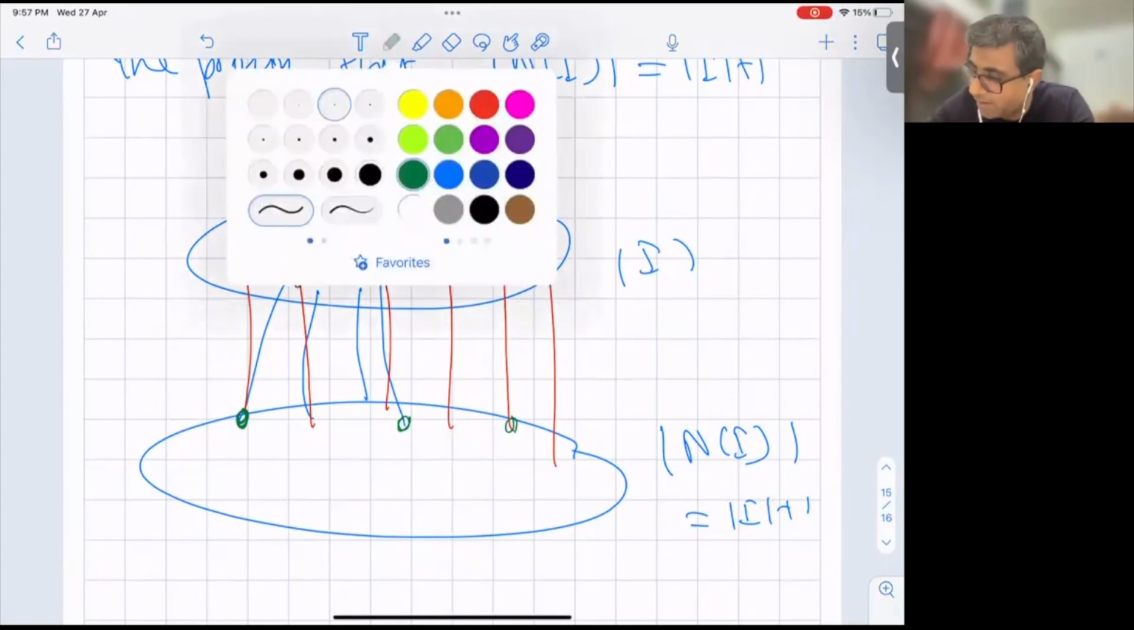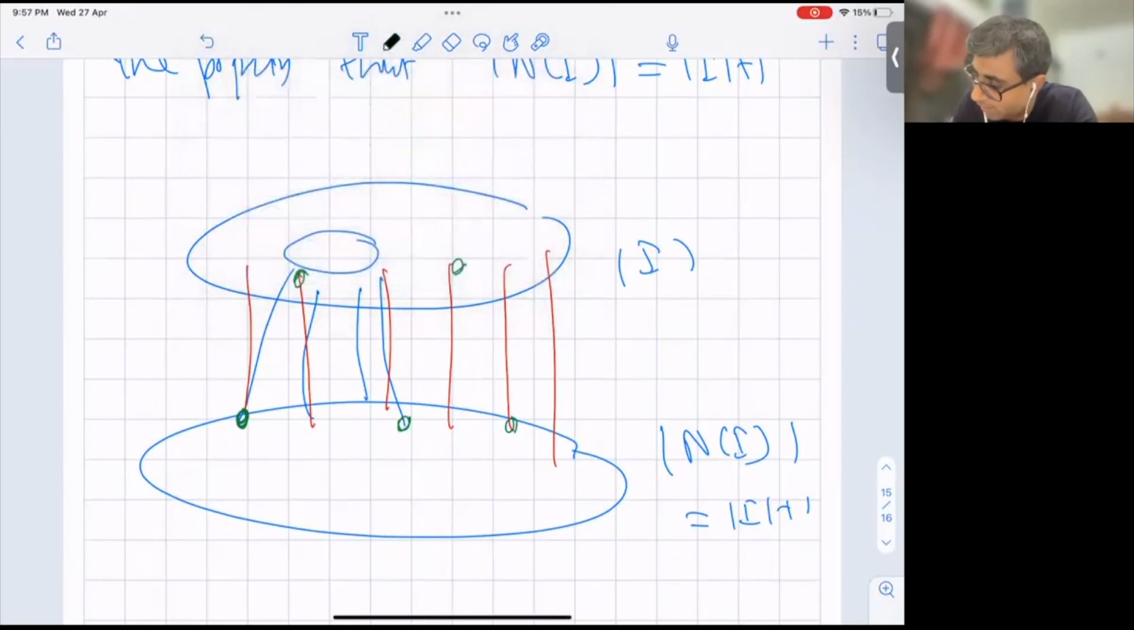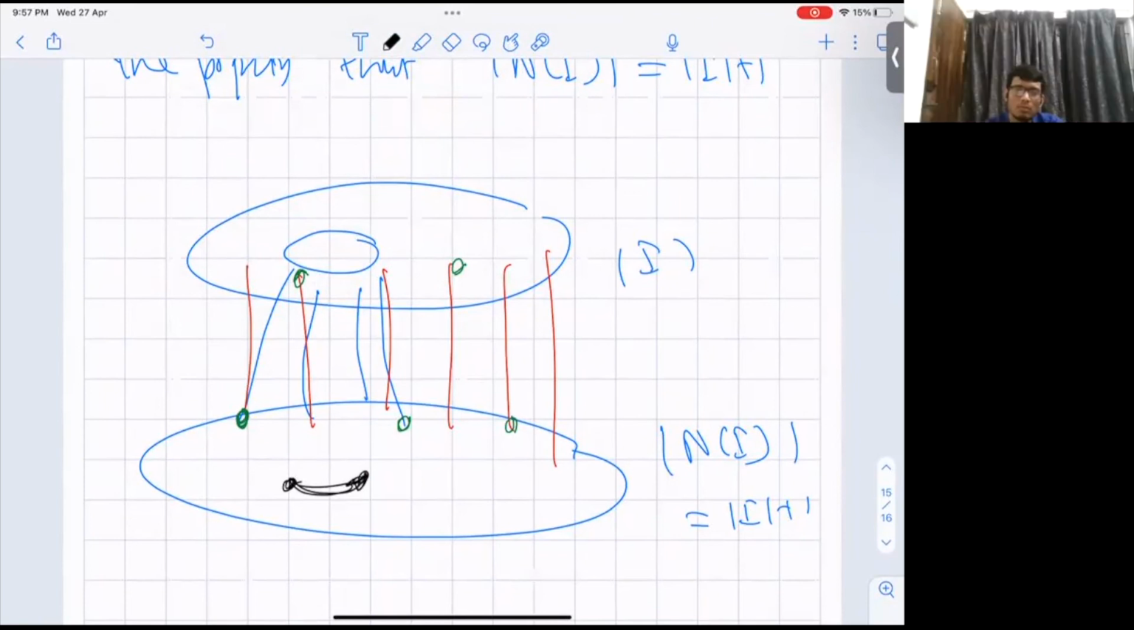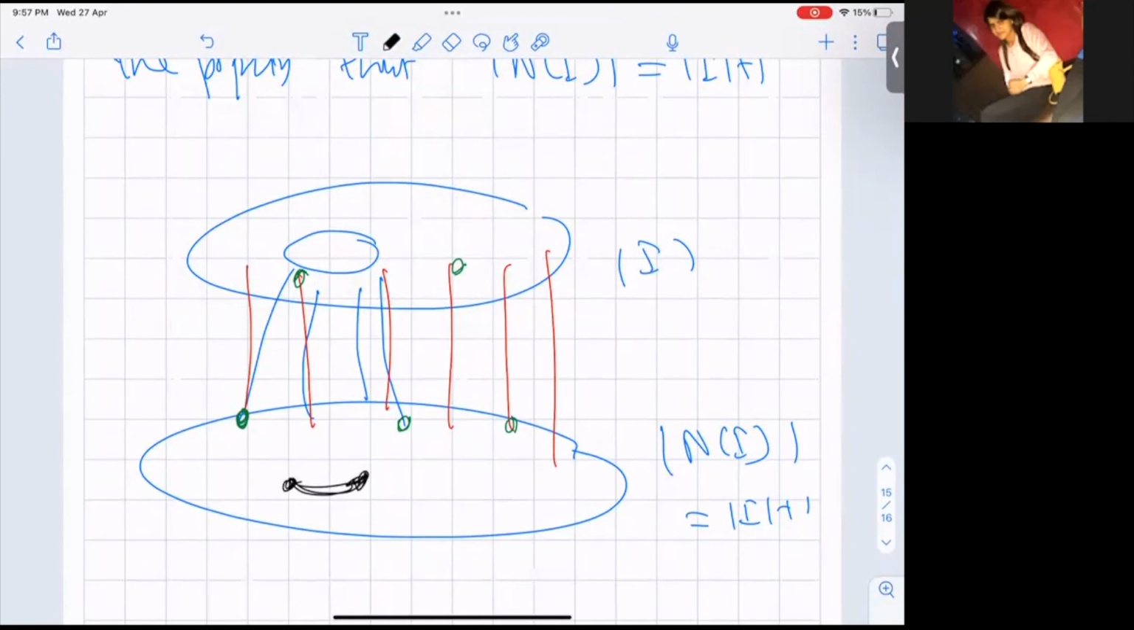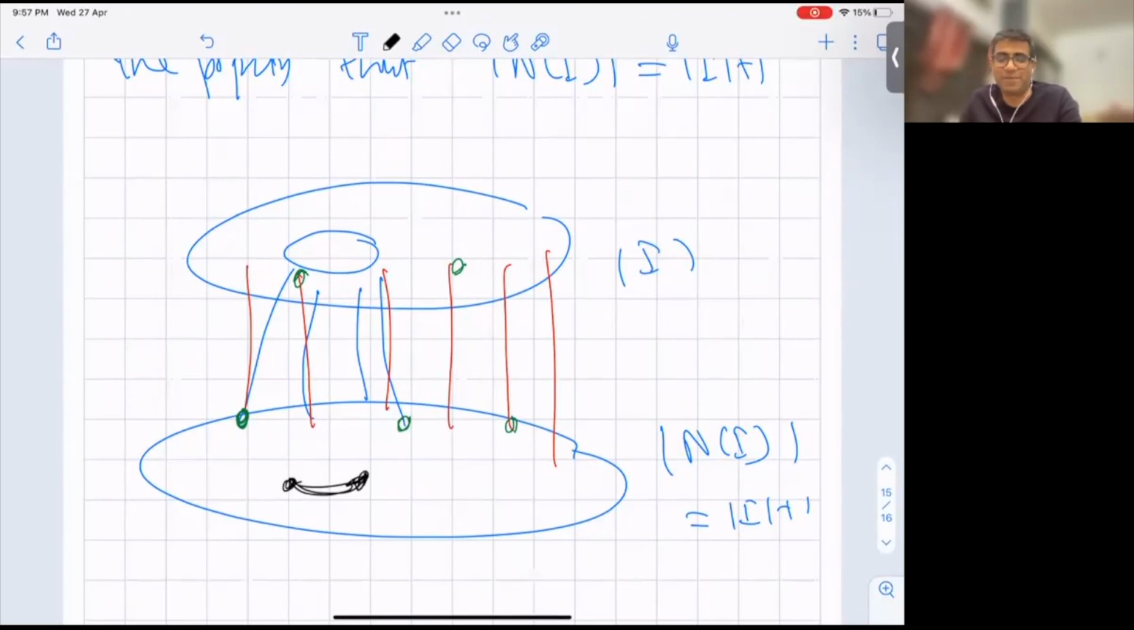And now further assume that there's an edge here in this. What can you say then? One of its endpoints must be in the solution. Yeah, that's okay. Then I want to claim that you better pick all N of I.